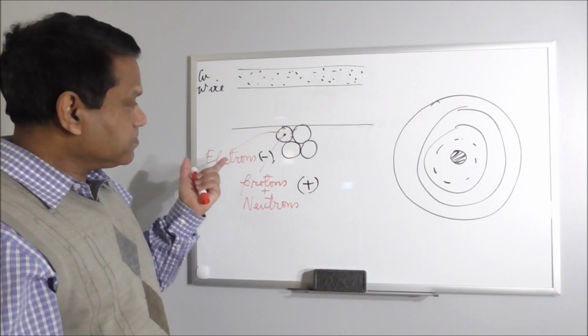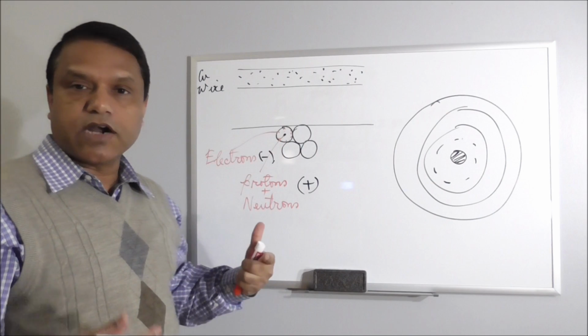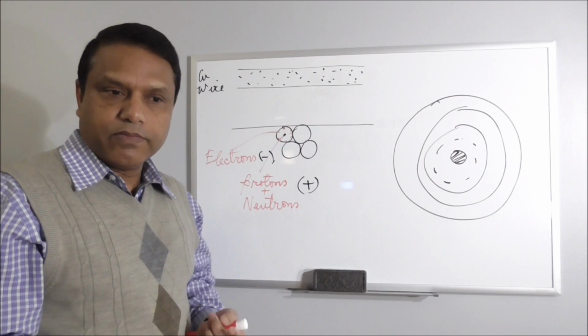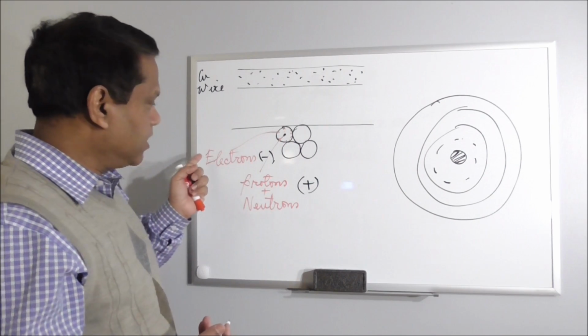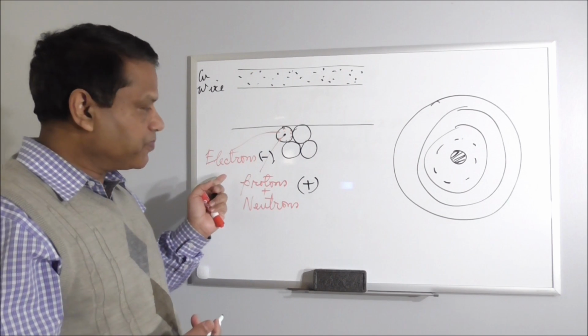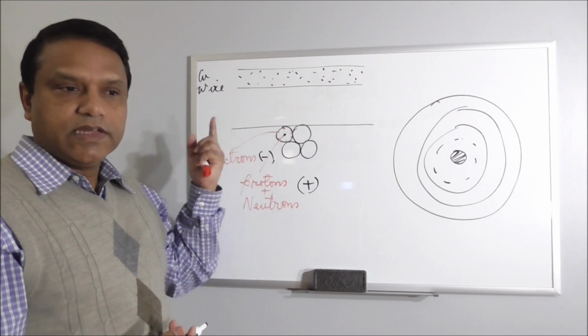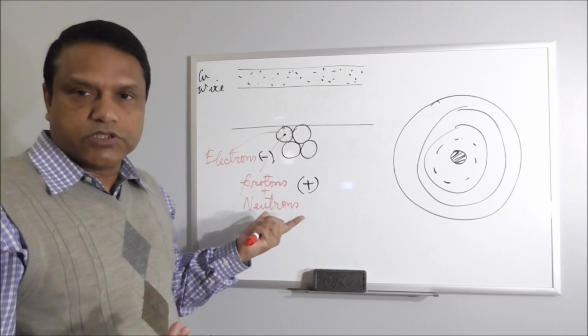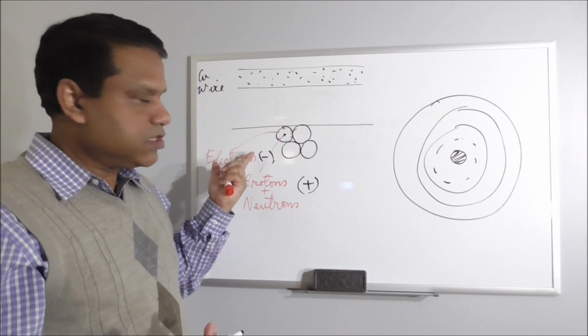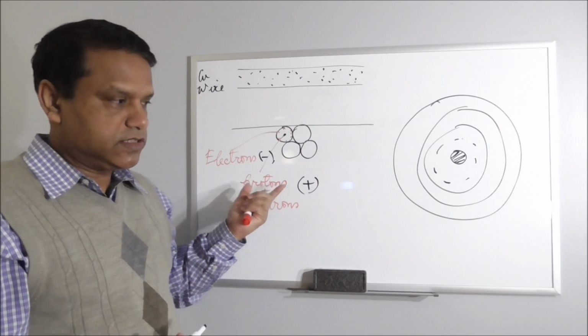So that's why we see an atom is charge neutral by default, because there are equal number of electrons and equal number of protons. If there are 4 electrons, there will be 4 protons. So if you sum them up, you have 0 charge, because equal negative charge and equal positive charges.